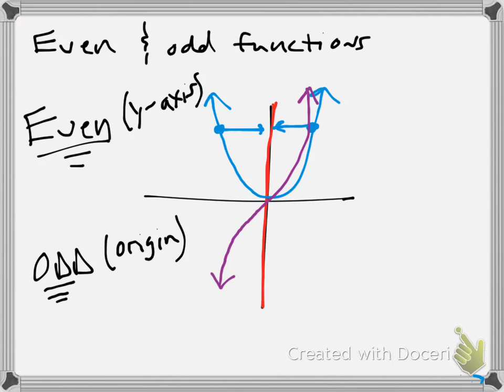And so you can see, if I pick this point, it is the same distance away from the origin as the same point over here. Those 2 points opposite each other, they're symmetric about the origin. They're the same distance away from the origin.